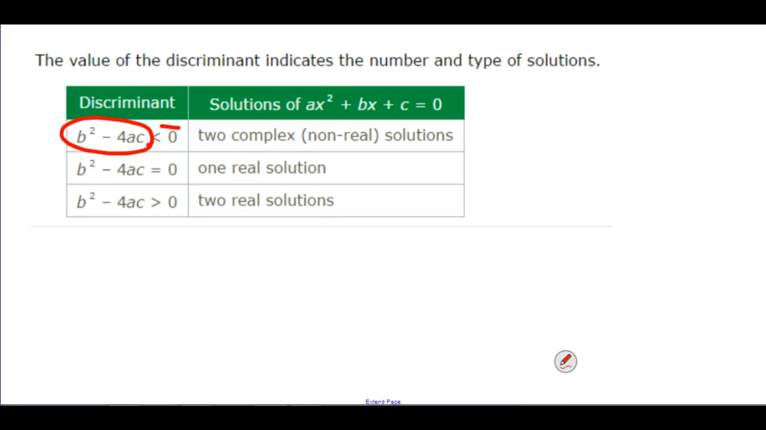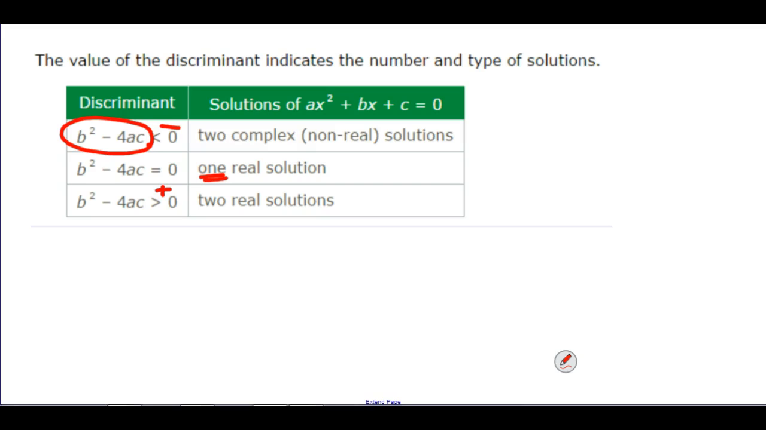If that value of b squared minus 4ac is equal to 0, you have one real solution. And if that value is greater than 0, which is also the same as positive, then you will have two real solutions. That is all the discriminant really tells you, but you could be asked, based on the discriminant, what types of solutions would I expect?